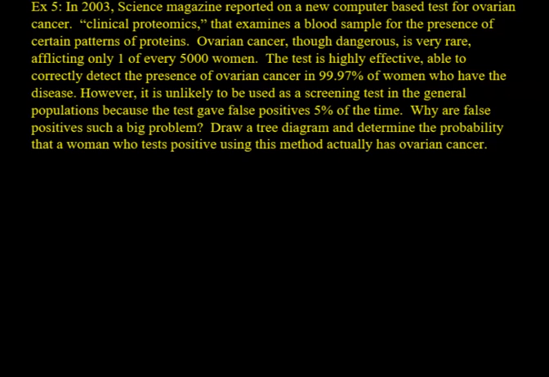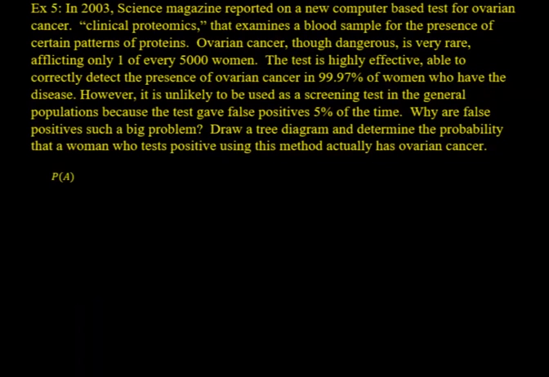Why are false positives such a big problem? Draw a tree diagram and determine the probability that a woman who tests positive using this method actually has ovarian cancer. So in this case, we know the probability that given they have cancer, they get a positive test. We want to work backwards and find that given they had a positive test, they actually had cancer. A tree diagram will help us find these probabilities.